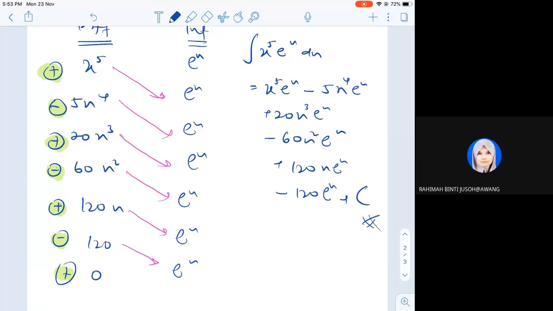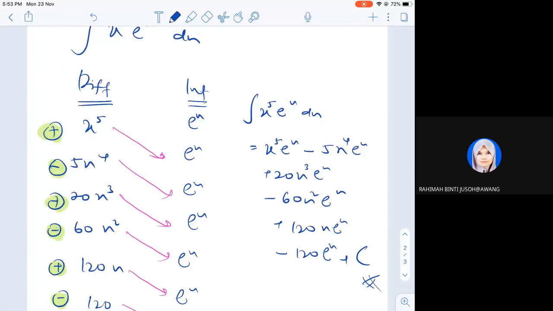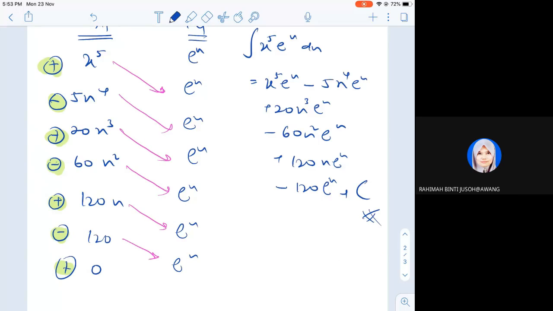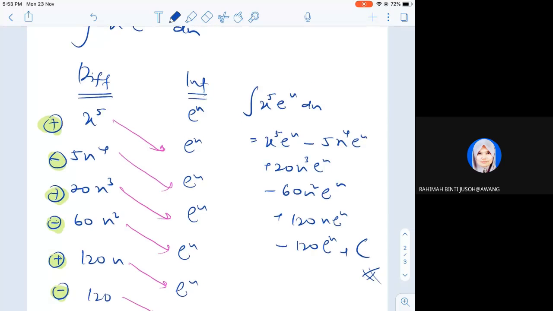Understand. Guys, tabular method is much easier compared to by part, integration by parts. Kalau integration by part, you kena buat step by step, panjang sikit kan. Kalau yang ni you can buat sekaligus je. Okay, so that's tabular method.